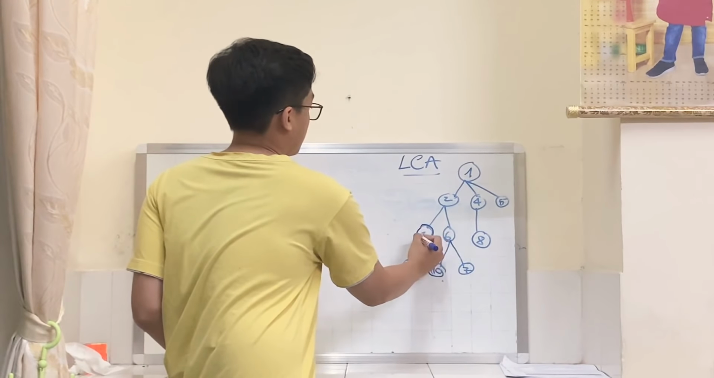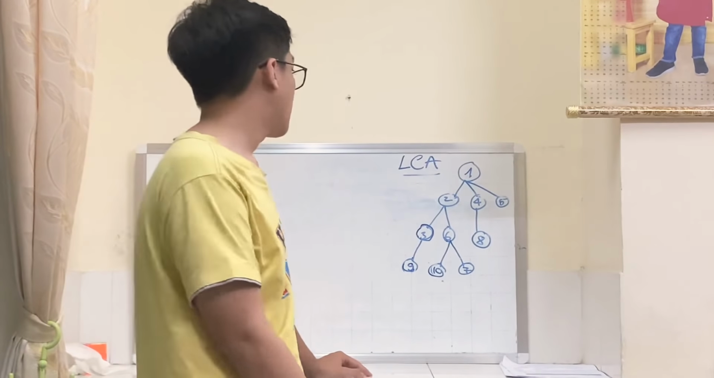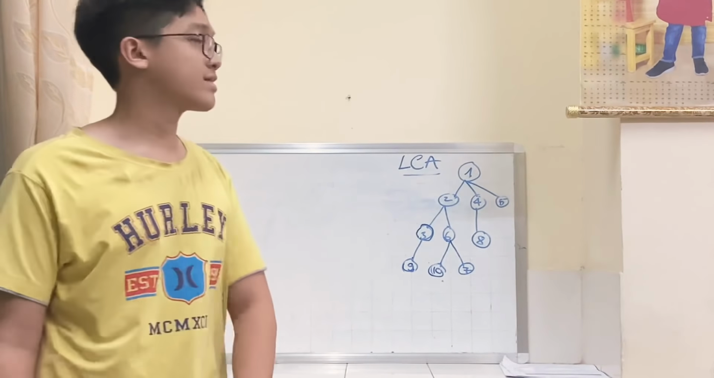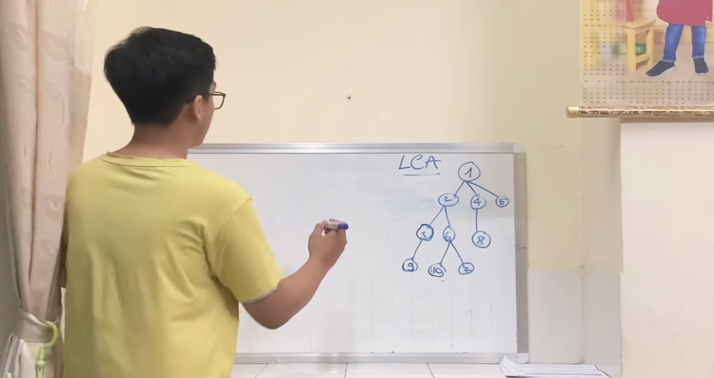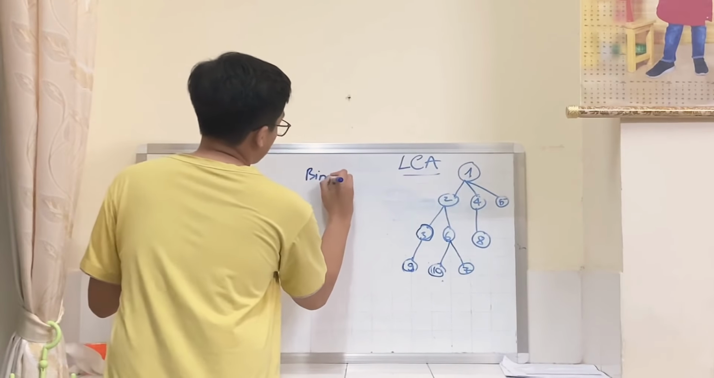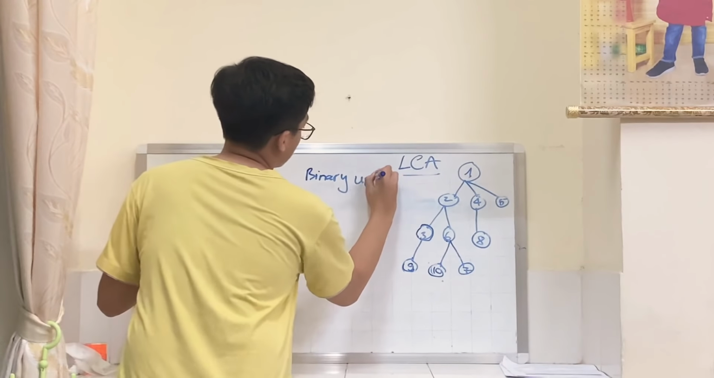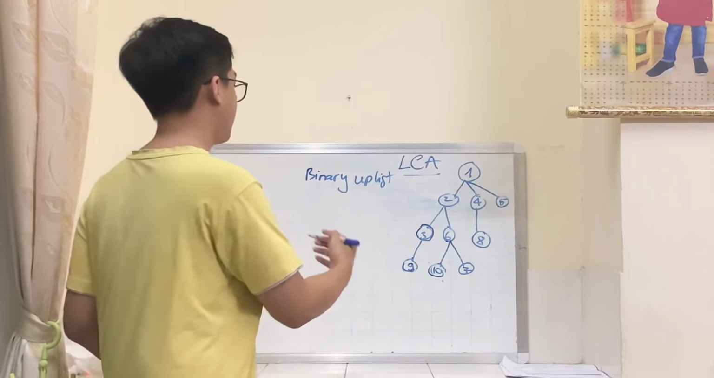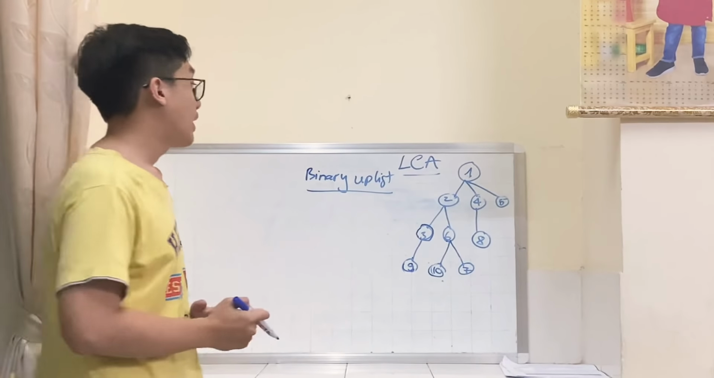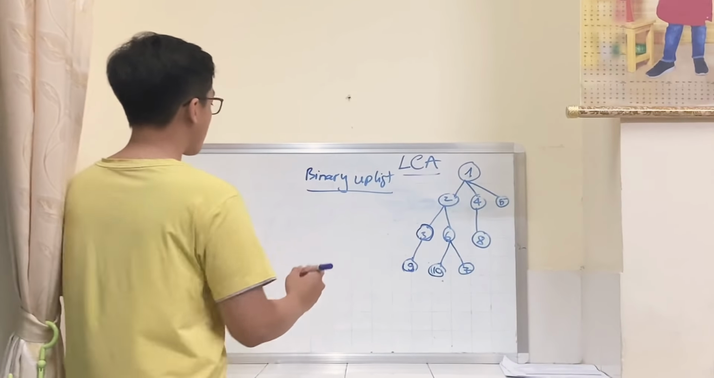There are many ways to tackle this LCA problem. The first one is binary uplifting, and this is the topic we will cover today. The second one is to use the Euler tour.